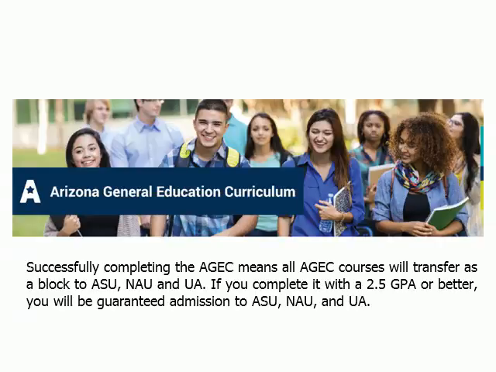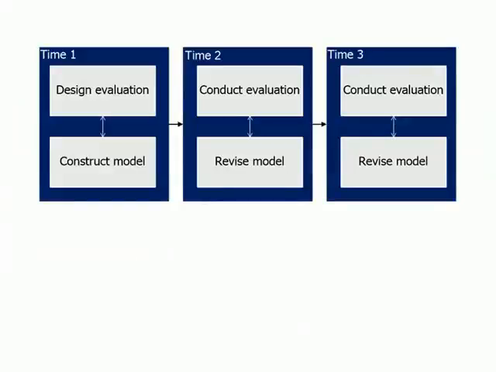The AGEC details these so-called Gen Eds as 35 to 37 credits, so 11 courses, in areas like writing, math, arts, and humanities. Arizona has three types of AGEC, each with a form that students can use for planning. Because AGEC was developed collaboratively by institutions across the state, all parties agree that satisfying the requirements of an AGEC assures community college students can transfer to any Arizona university and that their credits will apply toward completion of a bachelor's degree. At the time we entered the picture, the AGEC evaluation had already been completed.